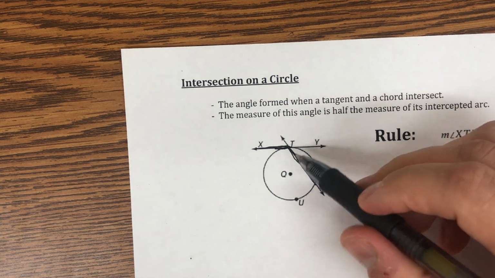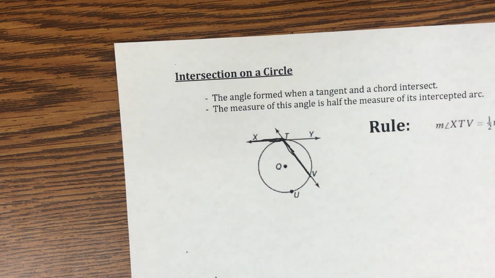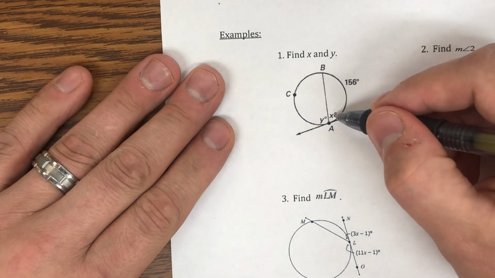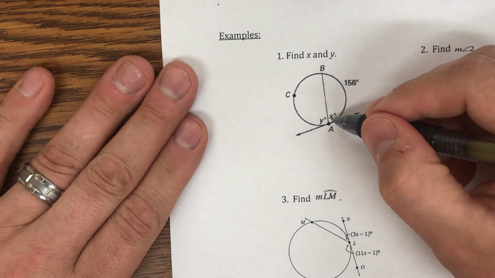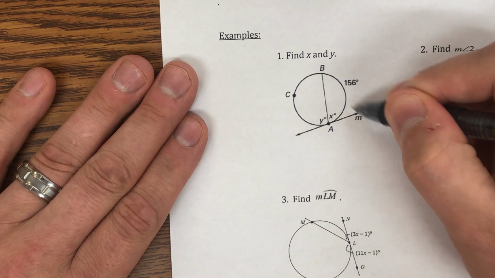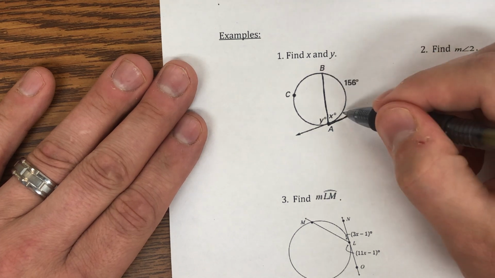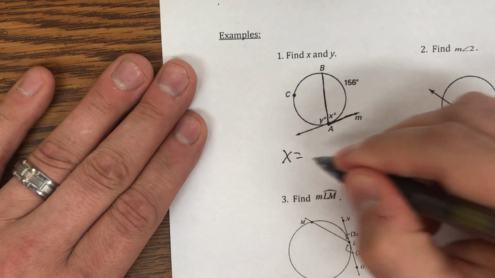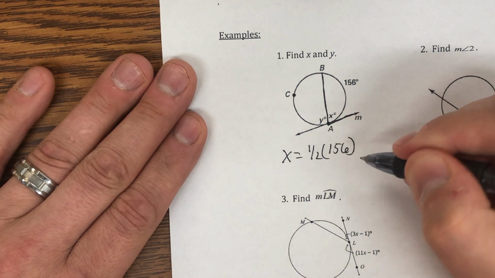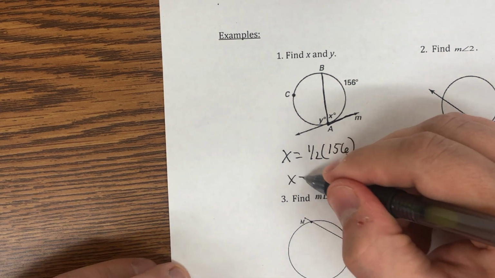Now, when I think about this, the whole circle is 360, the whole line's 180. Kind of makes sense that it's 1/2. So, when you see the angle on the circle, first step, we're going to find x. So, angle x is BAM, I guess we'll call that, even though it's not a point, but this angle here is x. Its intercepted arc is 156. So, x is equal to 1/2 of 156. When I take 1/2 of 156, I get 78.